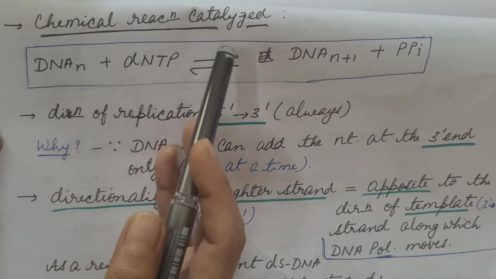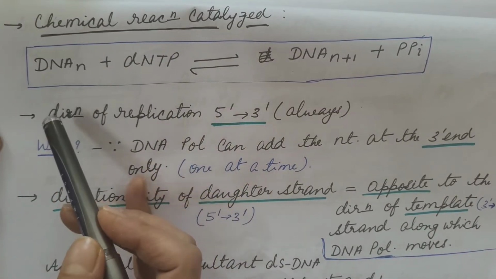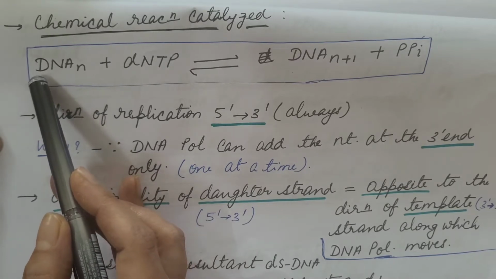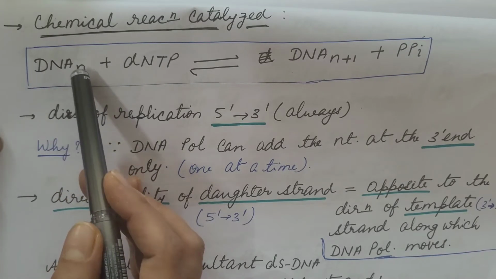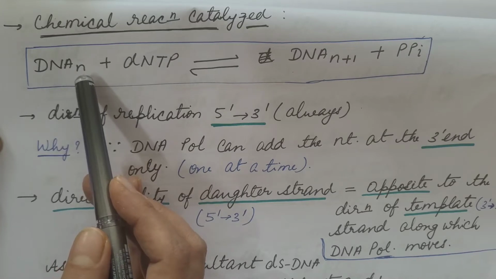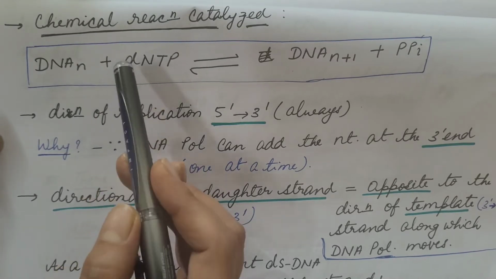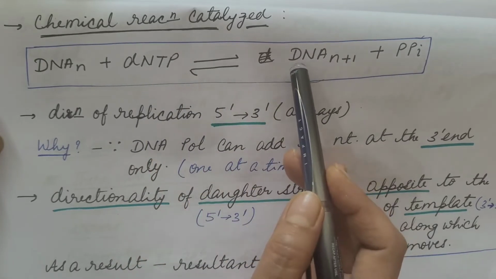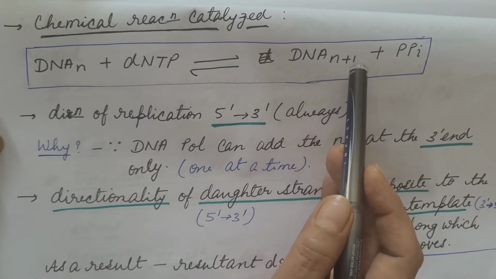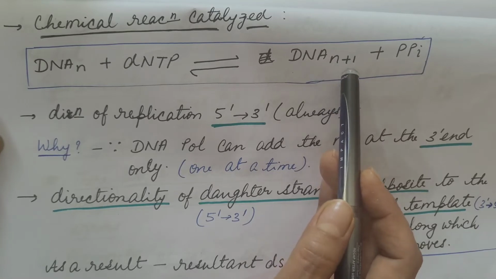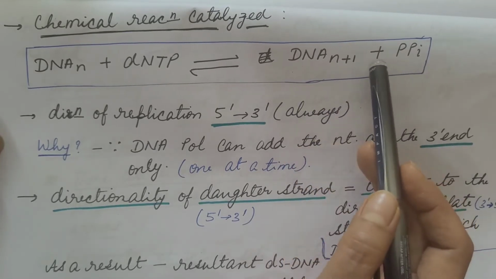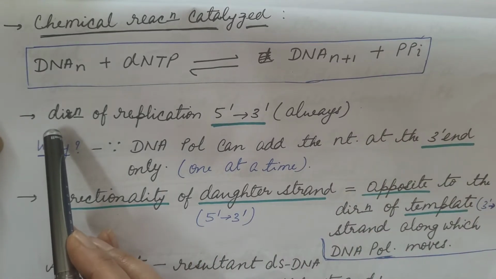The chemical reaction that is catalyzed by DNA polymerase during replication is DNA(n) plus dNTP. n indicates n number of deoxynucleotides, plus 1 deoxynucleotide triphosphate. Now DNA is increased by 1 deoxynucleotide, represented as DNA(n+1) plus inorganic phosphate.